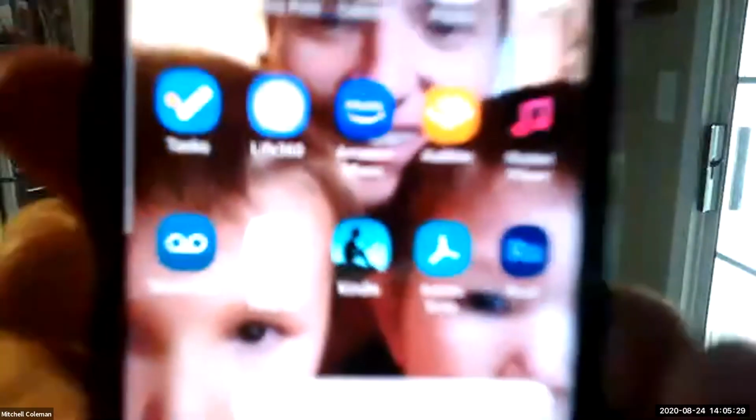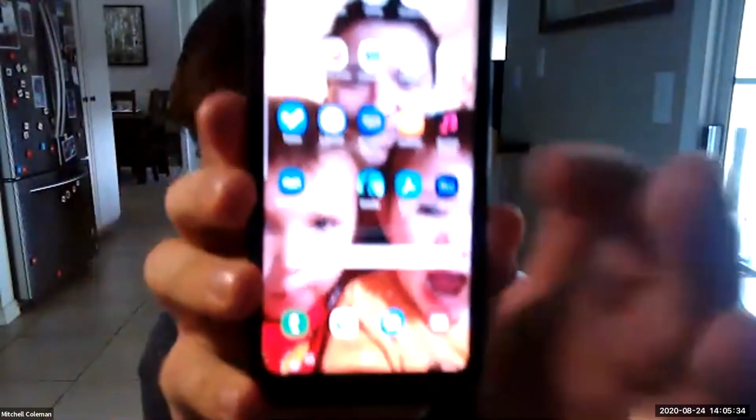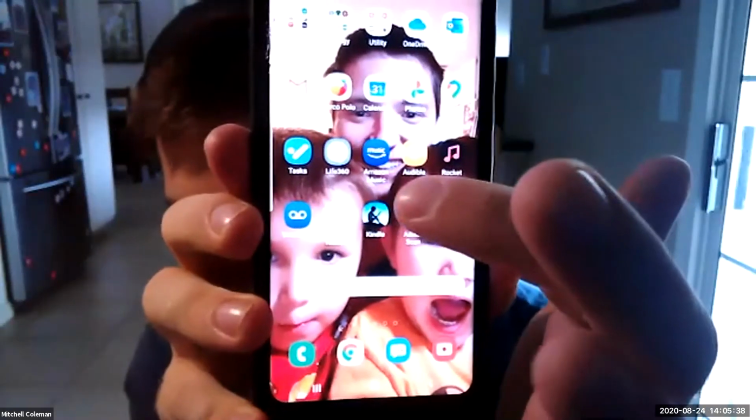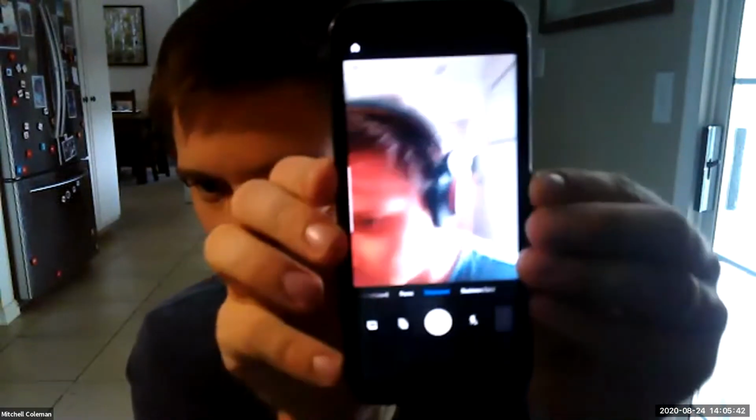It's called Adobe Scan. So if you go to the Play Store on an Android or the App Store on an Apple, just type in Adobe Scan. Let me point to it. You see that right there? It's a little out of focus, but yeah, I see it. Adobe Scan right there. Open it, and you'll come up with this little screen.